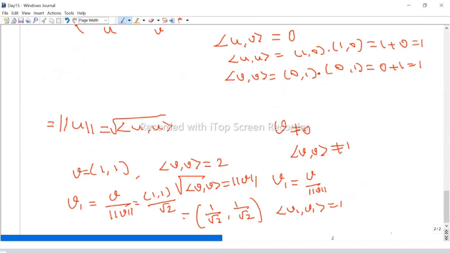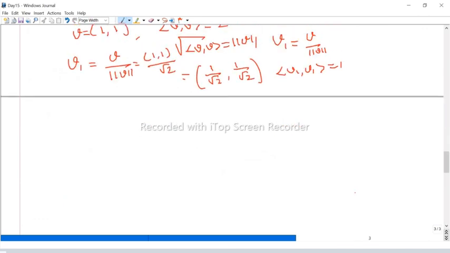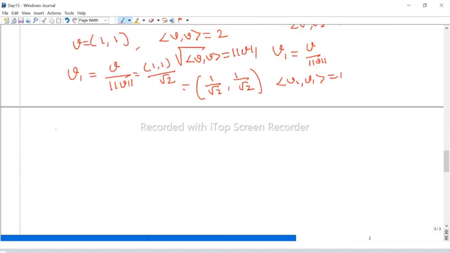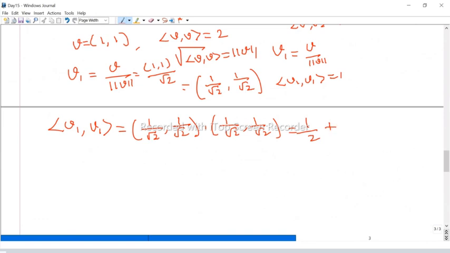Now we can easily check that this new vector v1 is orthonormal. Why? The inner product of v1 comma v1 is the dot product of the same vector: (1 by root 2, 1 by root 2) dot (1 by root 2, 1 by root 2). Multiplying term by term, 1 by root 2 into 1 by root 2 is 1 by 2, plus 1 by 2, which is 1. Now we get a norm of 1.